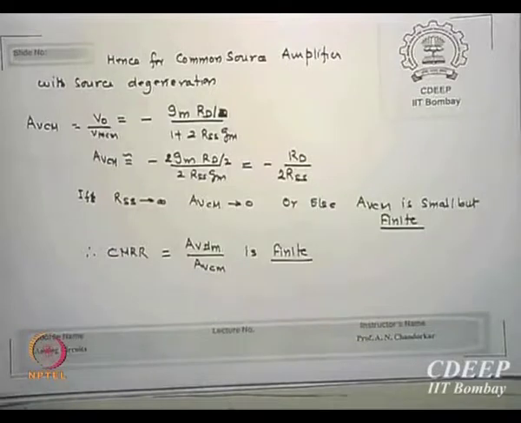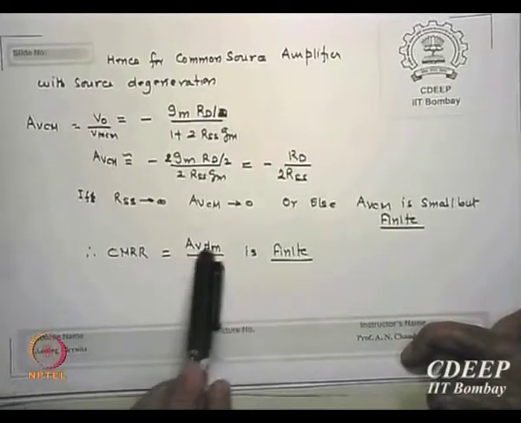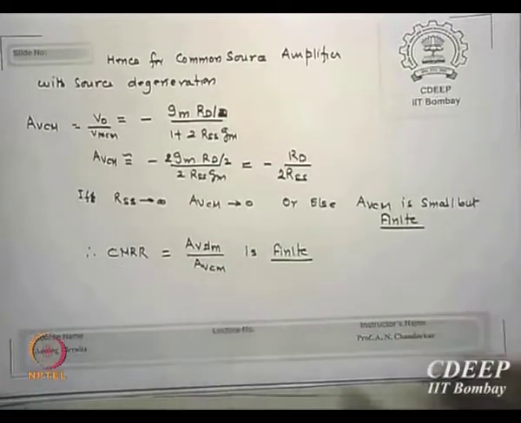So what does that mean? If I want to improve a term called CMRR, AVDM by AVCM, which is the ratio of the difference gain to the common mode gain, and since the common mode gain is finite and we want to keep CMRR as high as possible, what is the condition I should meet?